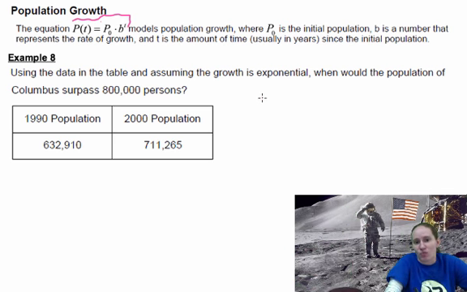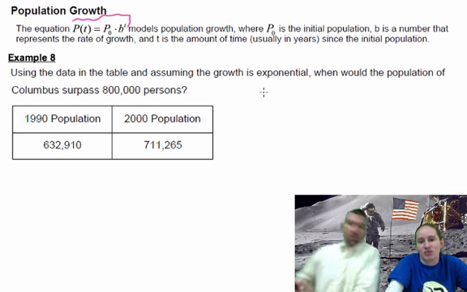Okay, so what we need to do is actually figure out at what rate we're growing first, right? So we have an initial population.